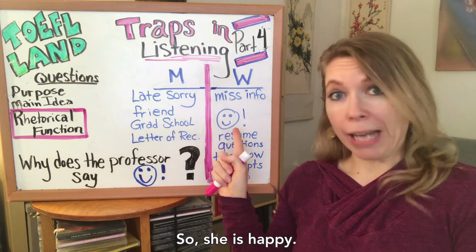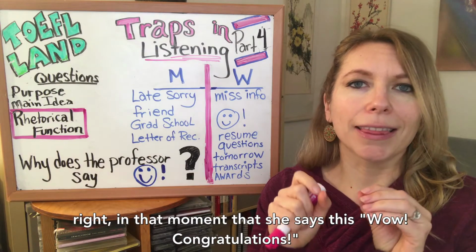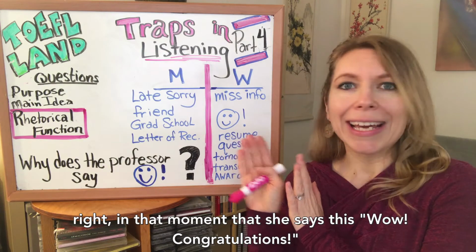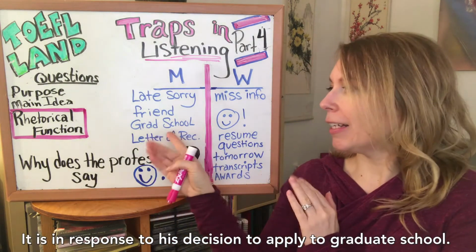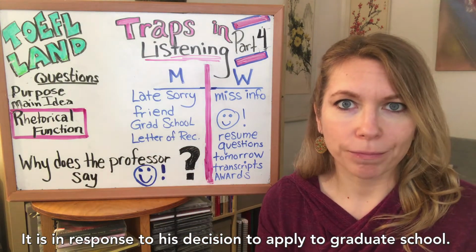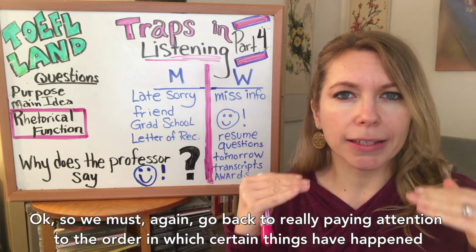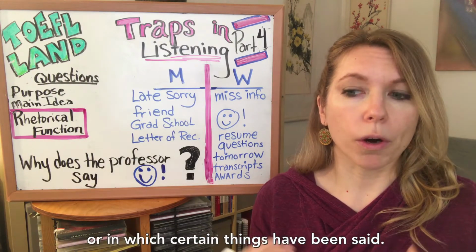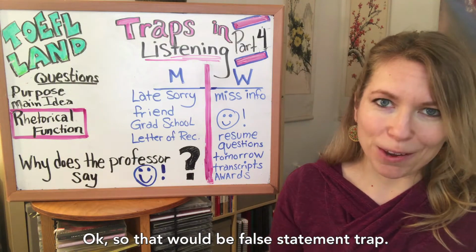So she is happy. The friend does take notes for him, but in that moment that she says this, "Wow, congratulations," it is not in response to the note-taking friend, it is in response to his decision to apply to graduate school. Okay, so we must, again, go back to really paying attention to the order in which certain things have happened or in which certain things have been said. Okay, so that would be the false statement trap.